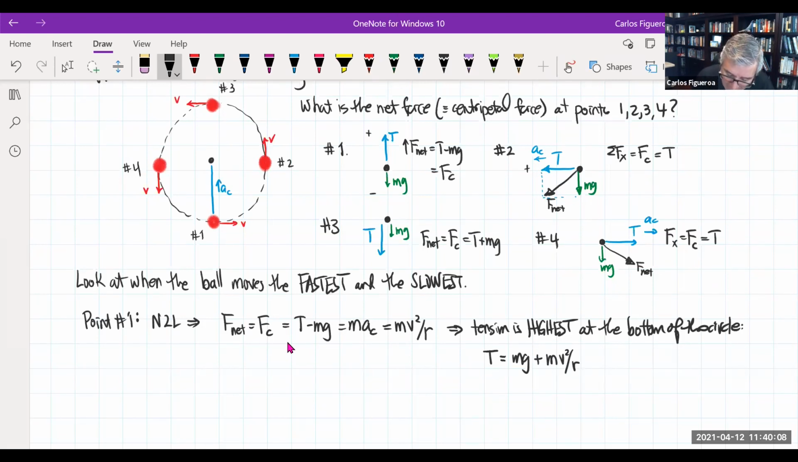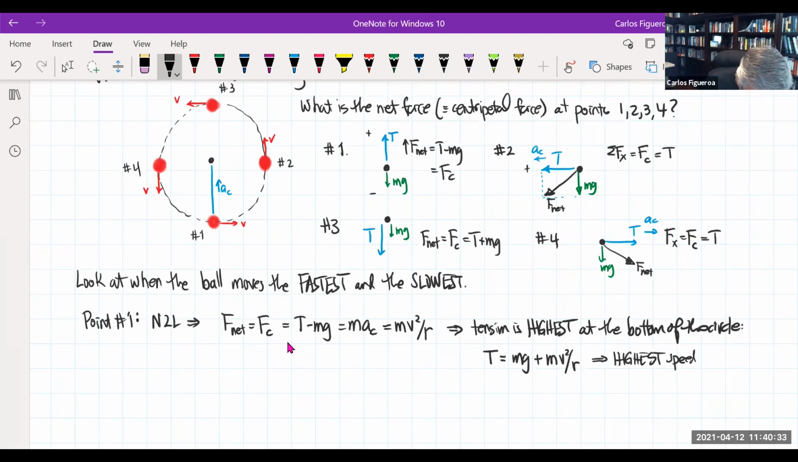But wait a minute, if I have the highest tension there, that's the force that's in the direction of the acceleration here. So therefore, this tells us that this has to have the highest speed. And physically, that makes sense. That if you're coming down, that's where you're going to be moving the fastest, right there.